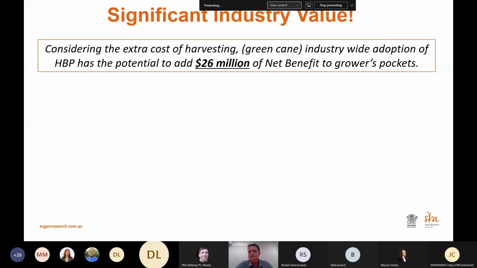There's significant value in going to harvesting best practice. From the trial results that we saw, we determined a conservative estimate of $26 million available to growers. That's after paying for the harvesting costs. And just a comment here, that's not paying an incentive to contractors for making a change, but rather just making sure that they're not out of pocket. But again, $26 million a year on average.